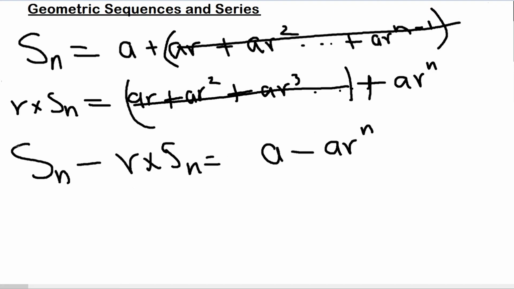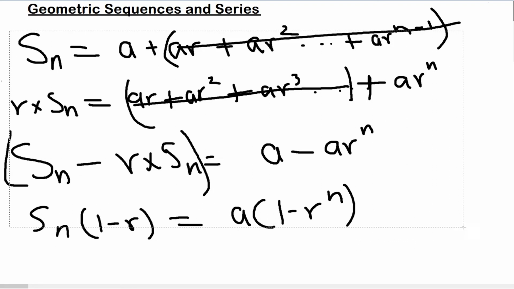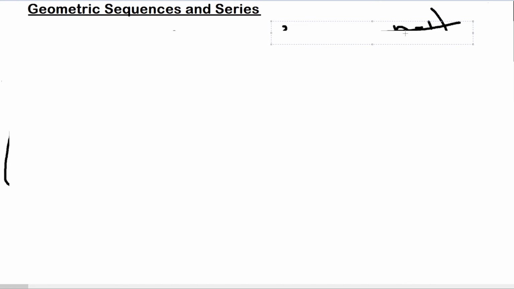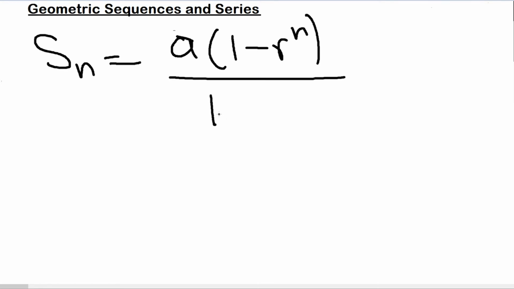Now we can take Sn common, so Sn will give 1 minus r, and here we can take a common, it will give us a times 1 minus r to the power n. Hence the formula is derived as, the sum of n terms is a times 1 minus r to the power of n divided by 1 minus r.